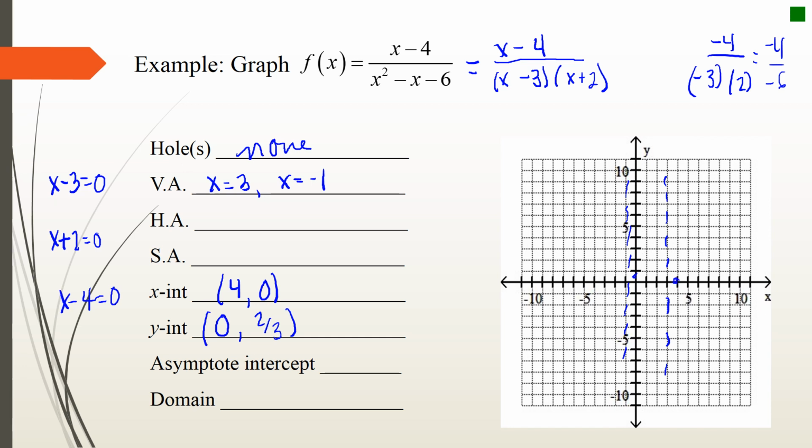Let's see if there's a horizontal asymptote. Our leading term is x in the numerator and x squared in the denominator. So n is less than m. So it's automatically going to be y equals 0. So that would be the horizontal asymptote, the x-axis. Since we have a horizontal asymptote, we will not have a slant asymptote.